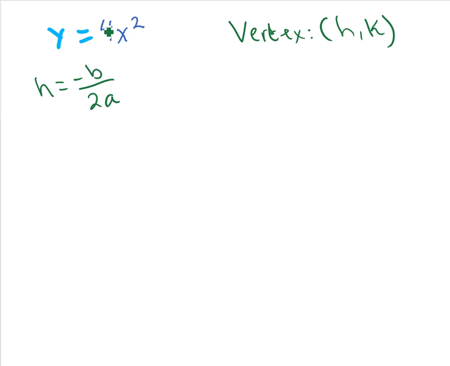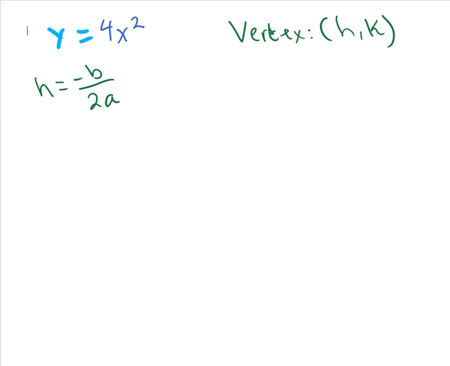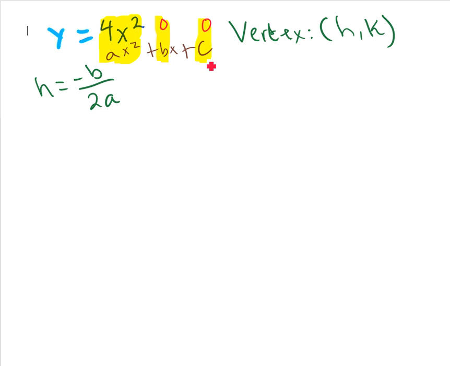So here we have our original equation, 4x squared, and there's only one term. So we need to figure out what our b and our a are. We're going to compare it to the standard form of an equation, ax squared plus bx plus c. What we see is that the only term we have is the x squared term. So a is 4. There's no b and there's no c, so b is 0 and c is 0.